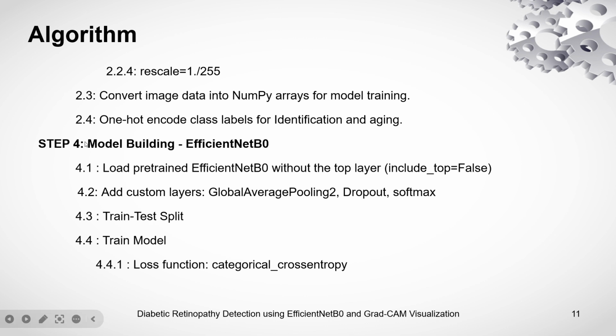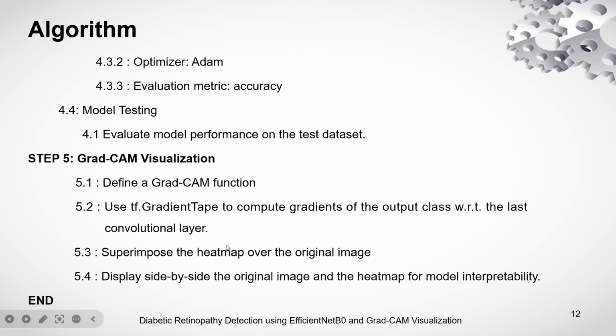I'm doing this because initially my class labels would be in text format, so I'm converting them into numerical form for my model to understand. Then I am performing model building, adding custom layers, removing the top layer, performing train test split, and training my model. Followed by that, I'm testing my model.